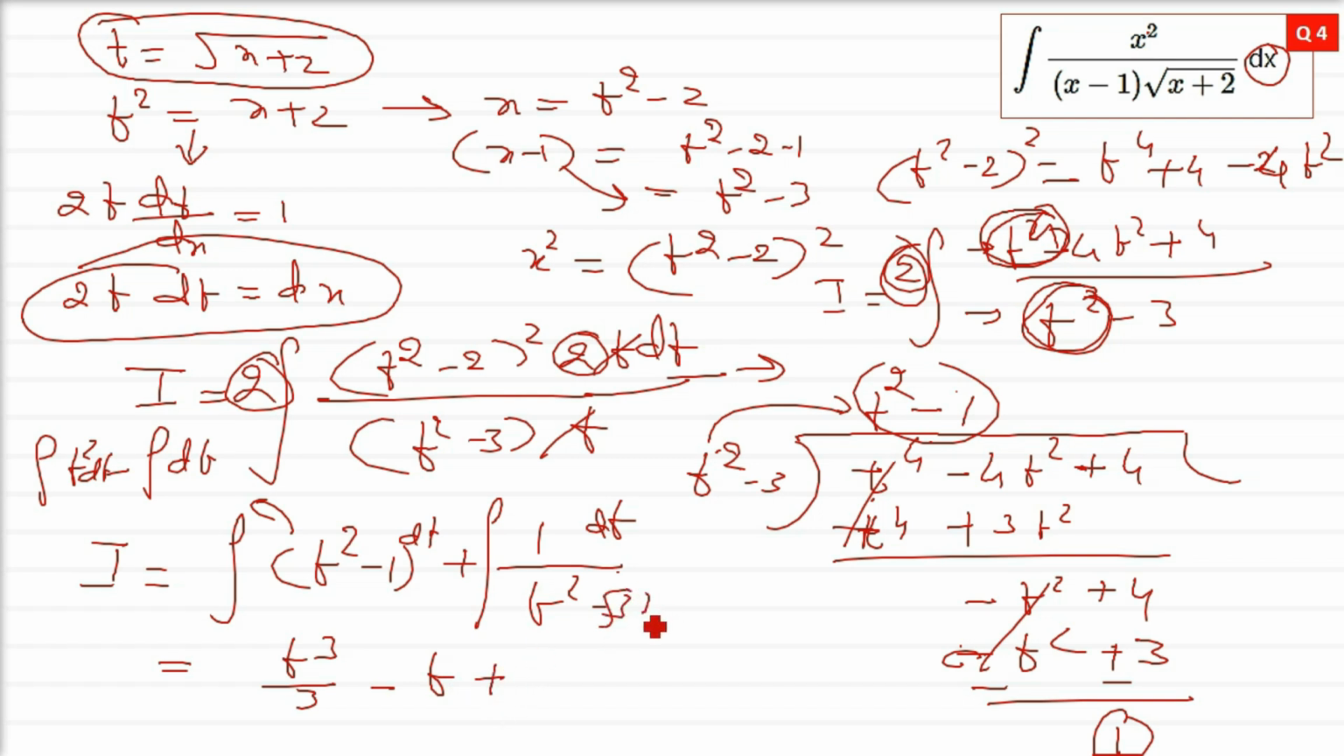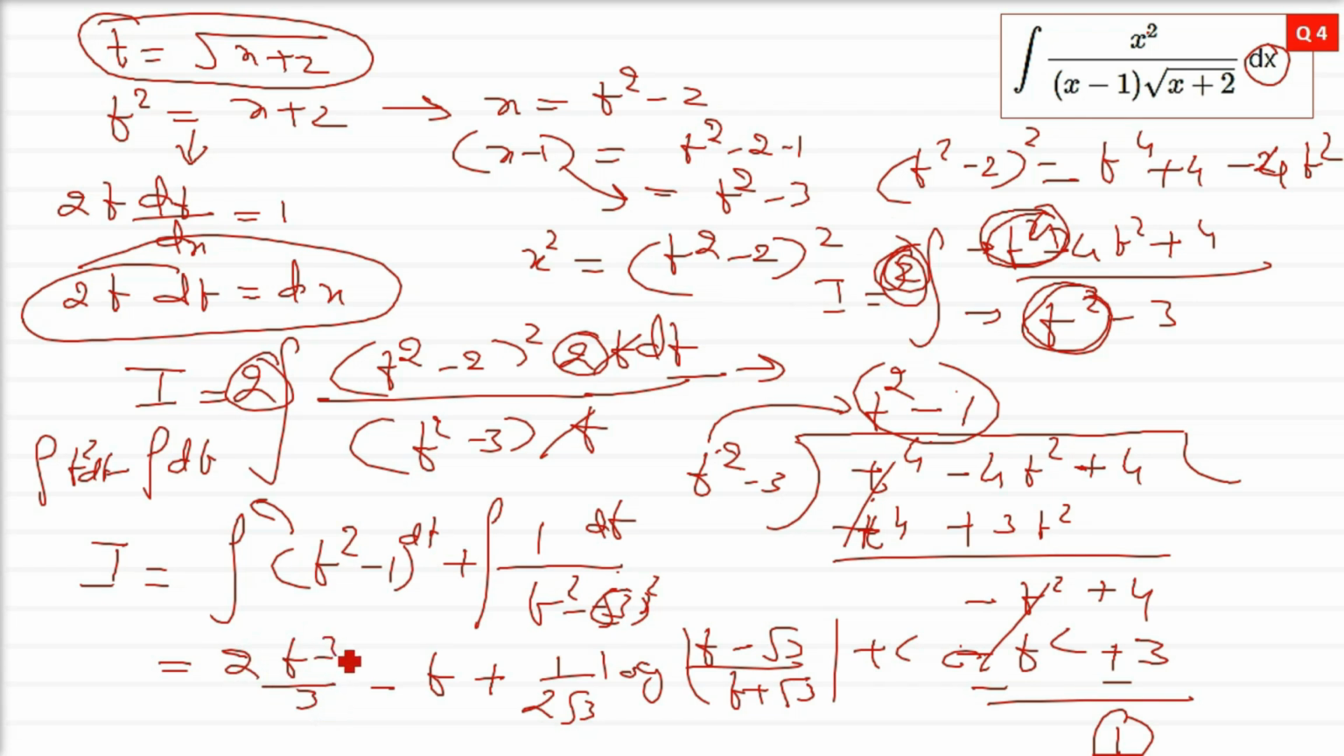Now just call it root 3 whole square here, and we can apply the integration of dx divided by x square minus a square formula. So 1 by 2a log of t minus root 3 by t plus root 3, we can apply that formula, plus a constant of integration. Now 2 is already multiplied with all of them. So let's multiply it in order to get the final result, before the step where we replace t by under root x plus 2. So multiply everything with 2.